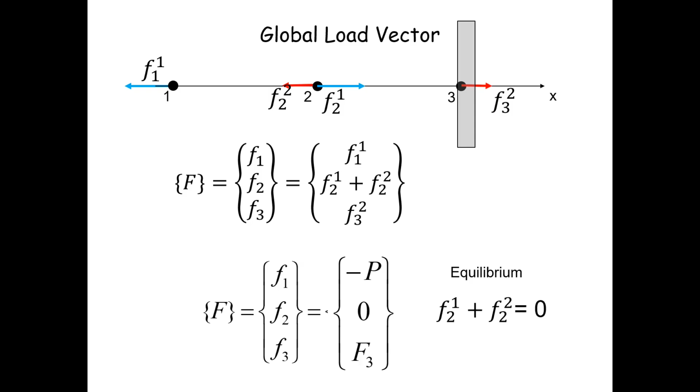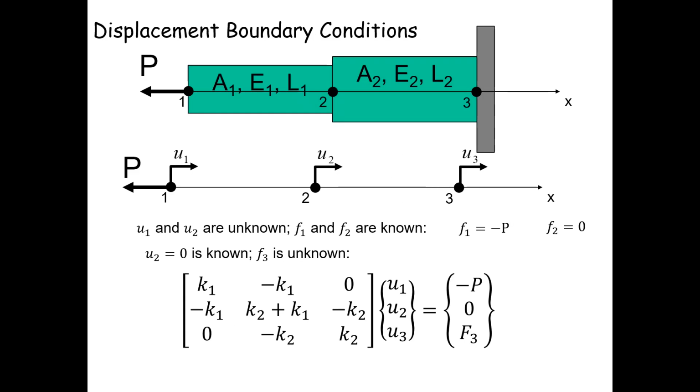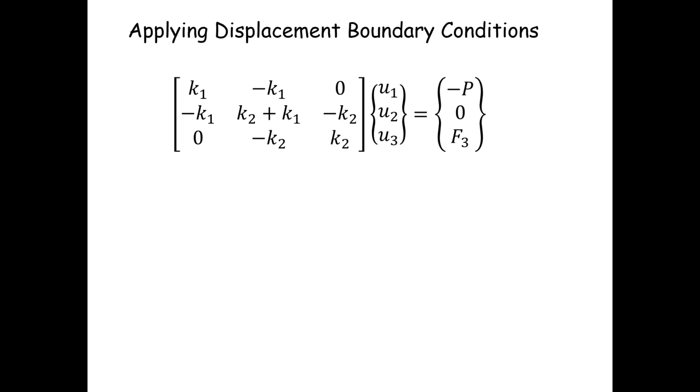Now we can write out the full global system equation, KU equals F, using the matrices we've just assembled. Looking at this equation, we can identify our knowns and unknowns. The displacements U1 and U2 are unknown, but the displacement at node 3, U3, is known to be 0 because it's a fixed support. The forces F1 and F2 are known, F1 equals minus P and F2 equals 0, but the reaction force F3 at node 3 is unknown.